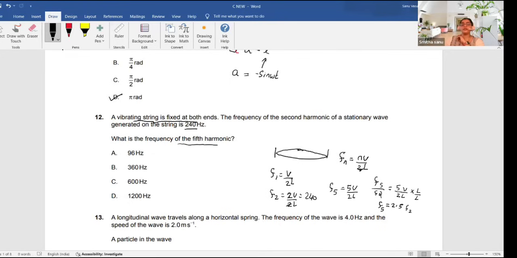So if my second frequency is 240, the fifth frequency will be 240 times 2.5, which is 600 Hertz. So the answer is C. Let's go to the next.